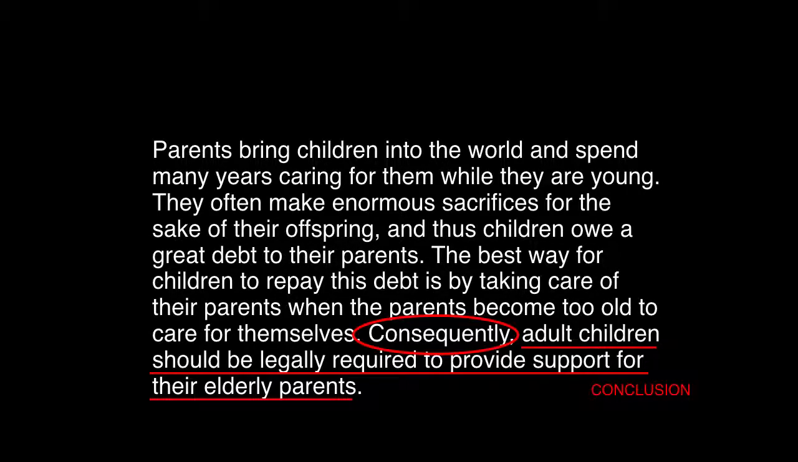You probably noticed the conclusion indicator consequently in the last sentence, and you probably realized that the ultimate conclusion of the argument in this passage is that adult children should be legally required to provide support for their elderly parents. This is the main point of the argument, the statement the arguer is trying to get us to accept or believe.